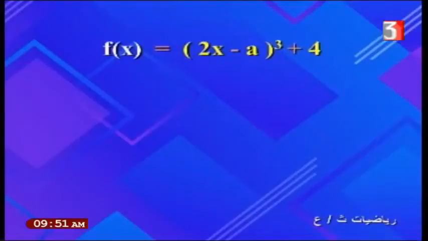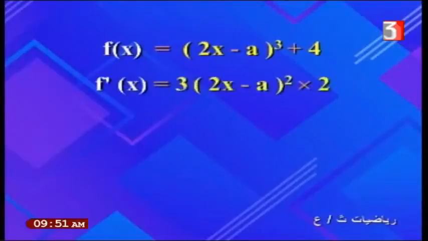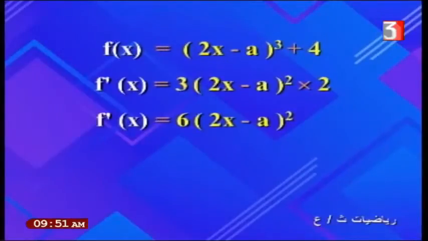The function has an inflection point at x equals 5. Then we have f'(x) equals the derivative of the bracket (2x - a) to the power 3, which is 3 multiplied by the bracket (2x - a) to the power 2, multiplied by the derivative of the function inside the bracket, which is 2. And the derivative of 4 is 0 because 4 is a constant. Then f'(x) equals 3 multiplied by 2, which equals 6, times the bracket (2x - a) to the power 2.